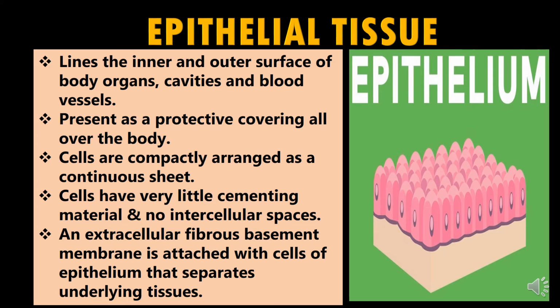Cells of this tissue are compactly arranged as a continuous sheet. As you can see in the diagram, cells do not have intercellular spaces, and they have very little cementing material between them. And an extracellular fibrous basement membrane is attached to the cells of the epithelium that separates underlying tissues. Means epithelial tissue stays connected with internal tissues through a membrane, and that membrane is called the basement membrane.